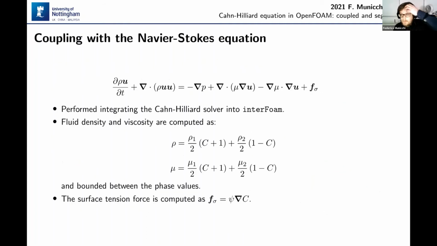So next, I want to discuss how these solvers can be coupled with the Navier-Stokes equation. This is done in a very standard way, in the same way in which interFoam is coded. So a classic interFoam Navier-Stokes equation with a surface tension force that in this case is given in the phase field form, as the product of the chemical potential by the gradient of the order parameter. And I just use standard relations for the viscosity and the density. This is just the average of the two, a geometric average.